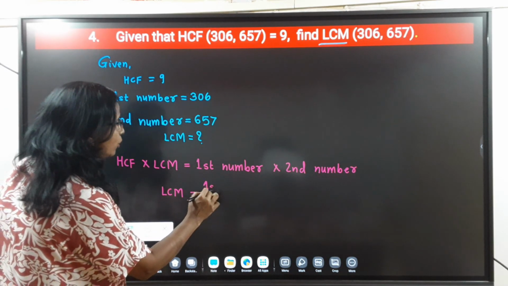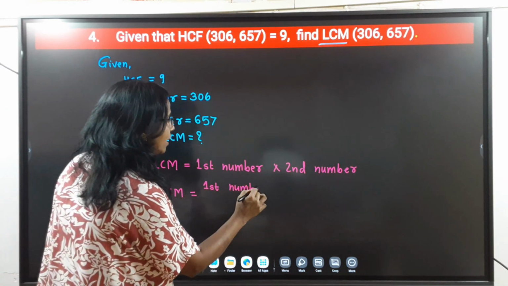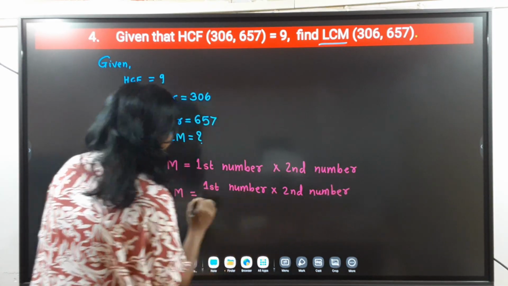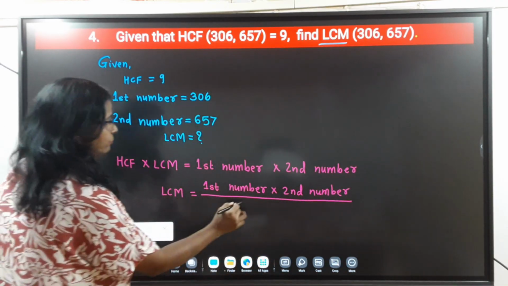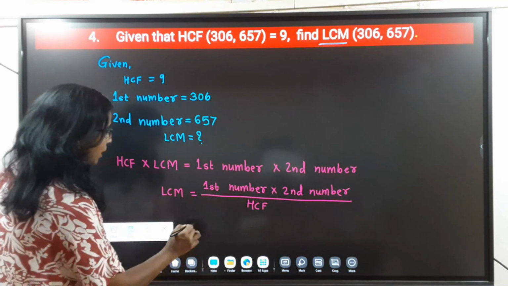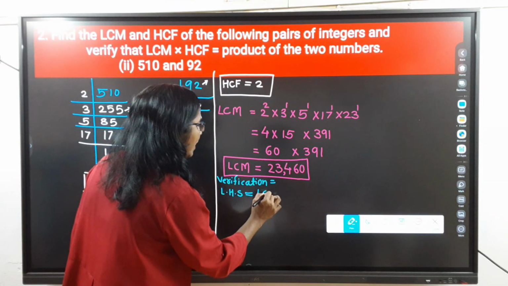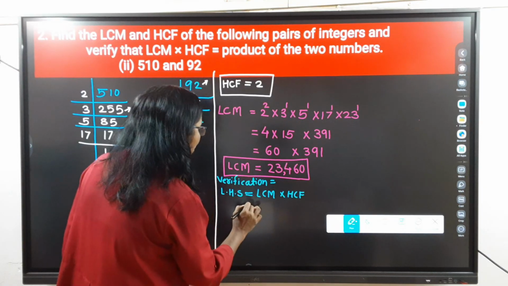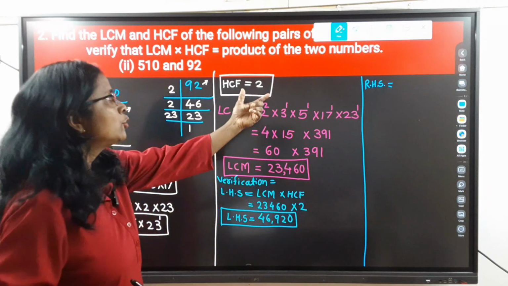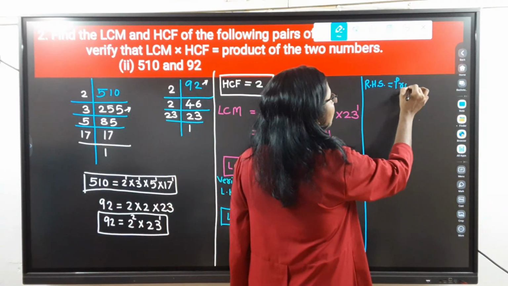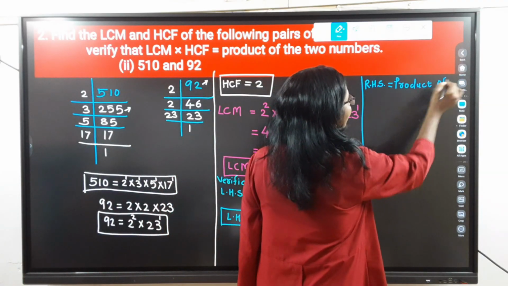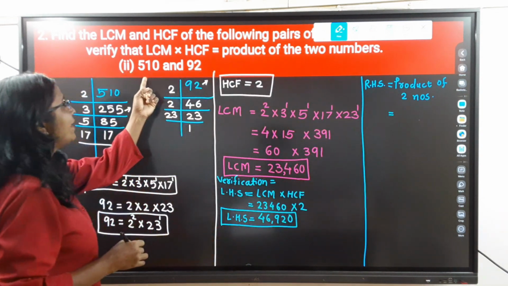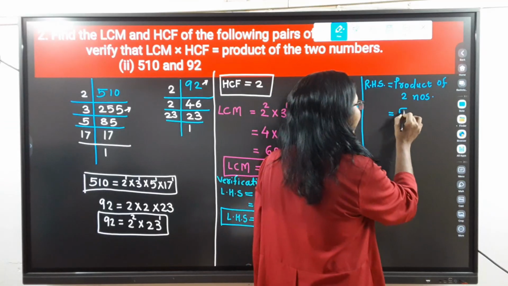So LCM is equal to the first number multiplied by the second number divided by the HCF. So this is the new formula: the product of LCM and HCF is the product of two numbers. So which are the two numbers, students? 510 and 92.